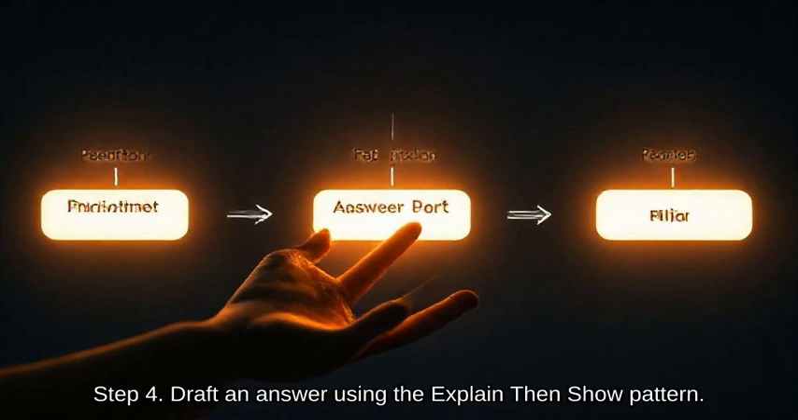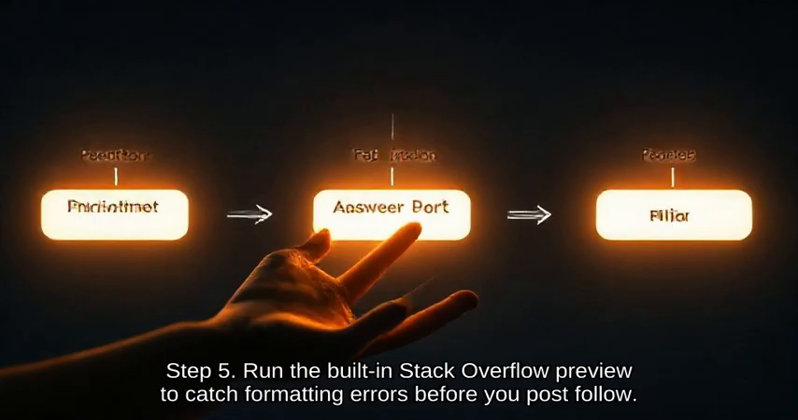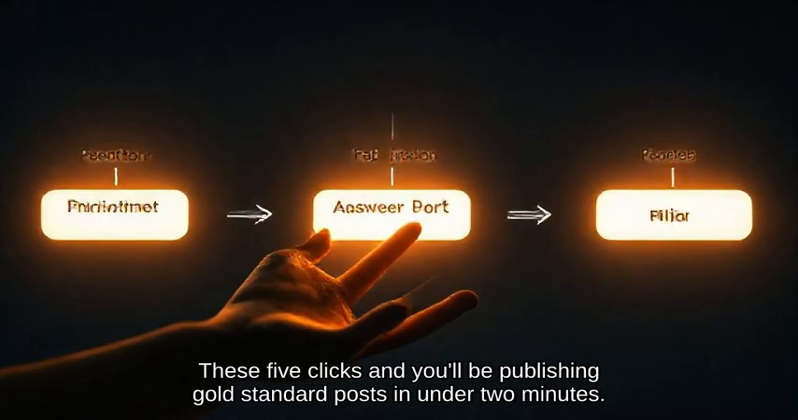Step 4. Draft an answer using the explain then show pattern. Embed a runnable snippet with .NET Script. Step 5. Run the built-in Stack Overflow preview to catch formatting errors before you post. Follow these 5 clicks and you'll be publishing gold standard posts in under 2 minutes.